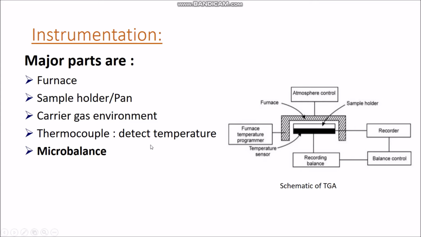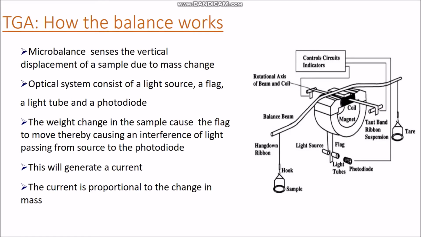Another component of the instrument is the thermocouple that detects the temperature at the sample. And the main part of the instrument is the microbalance, and this is the heart of the instrument. So how does the microbalance work in a TGA? The microbalance senses the vertical displacement of a sample due to mass change by an optical system. The optical system consists of a light source, a flag, a light tube, and a photodiode.